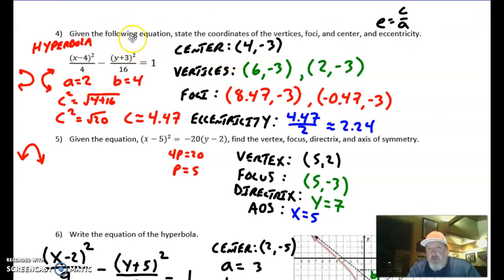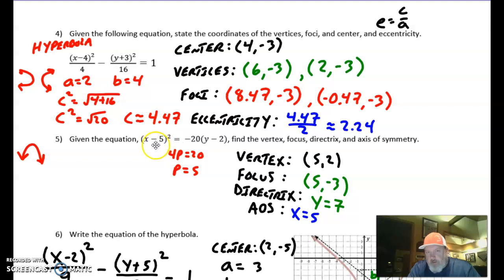All right, given the following equation, negative here, that tells you it's a hyperbola. So our center point here we can see is 4, negative 3. And from that you can get a and b. Once you have a and b, a squared plus b squared equals c squared. So c is the square root of 20. Once you have all of that material, you can find your vertices, foci, and eccentricity.